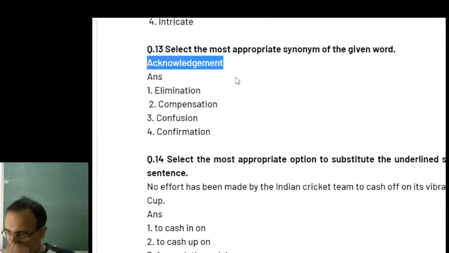Acknowledgement means, suppose somebody has given you something or somebody has done something for you, so you acknowledge him, recognize him, okay? So that is called acknowledgement. Like we give acknowledgement at the end of a book, you might have seen, like if a writer, author has taken help from different sources, different books while writing his book, so he will write acknowledgement towards the end, okay? That is also called bibliography. So that is what acknowledgement is all about.